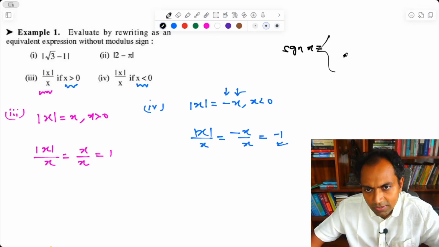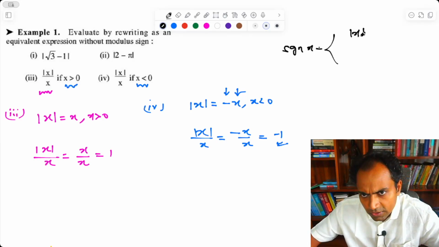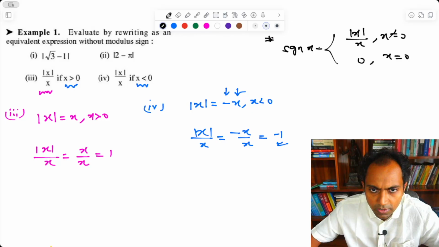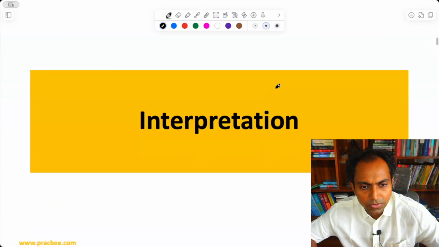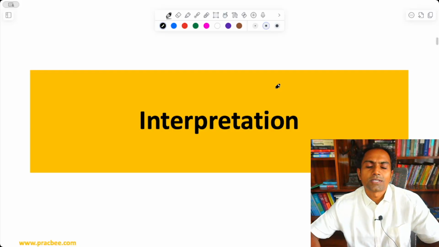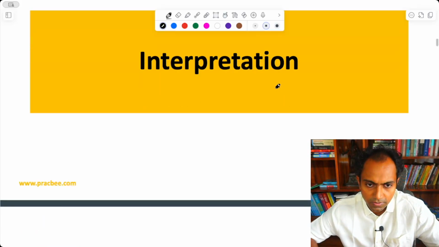So signum of x is fundamentally defined as modulus of x by x when x is not equal to 0, and 0 when x is equal to 0. This we are going to see ultimately, not today, but this is an important fun fact. Now moving forward, the first thing that we are going to learn is how to interpret a modulus which is given in the question.